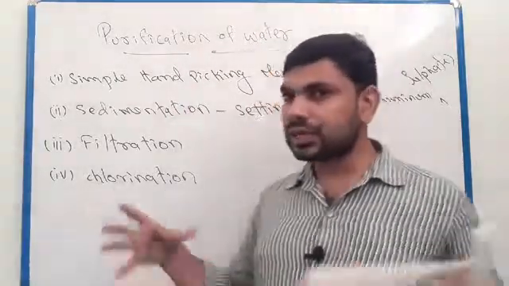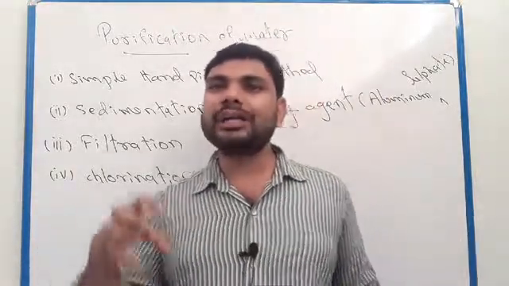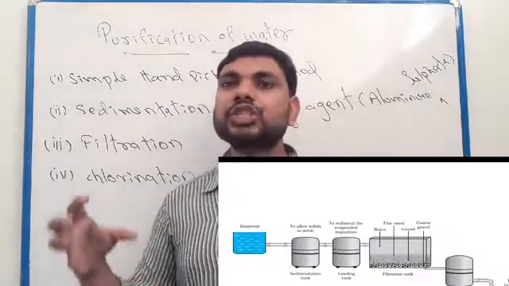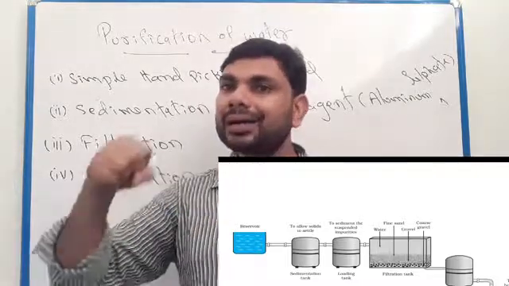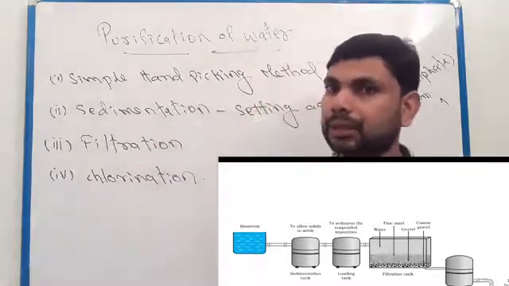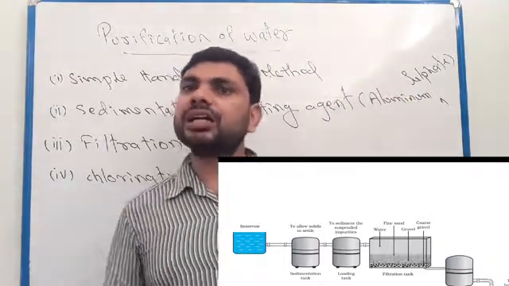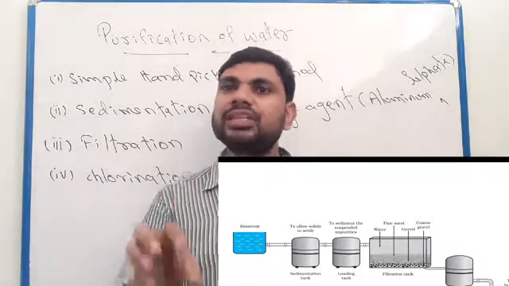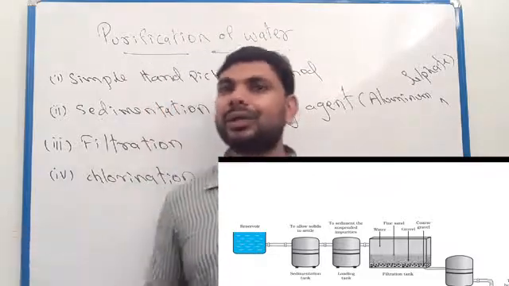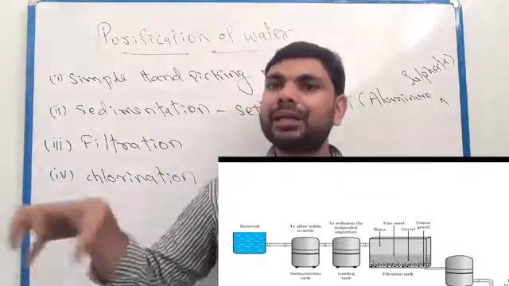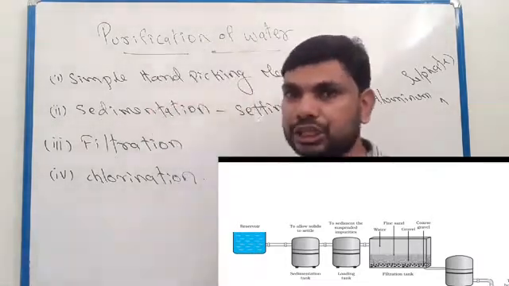Water kept in a reservoir, in a large tank, contains big solid impurities like stones and leaves. These can be removed by hand, by the simple hand picking method. Next, sedimentation. Water still contains small impurities which we cannot remove by simple hand picking. This type of impurity can be removed by sedimentation.